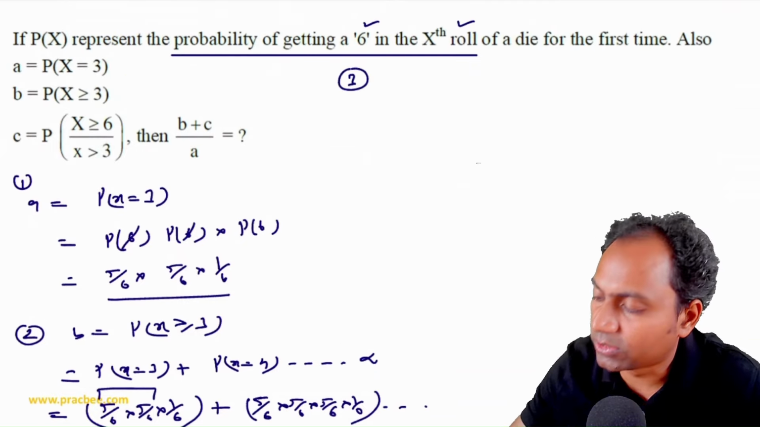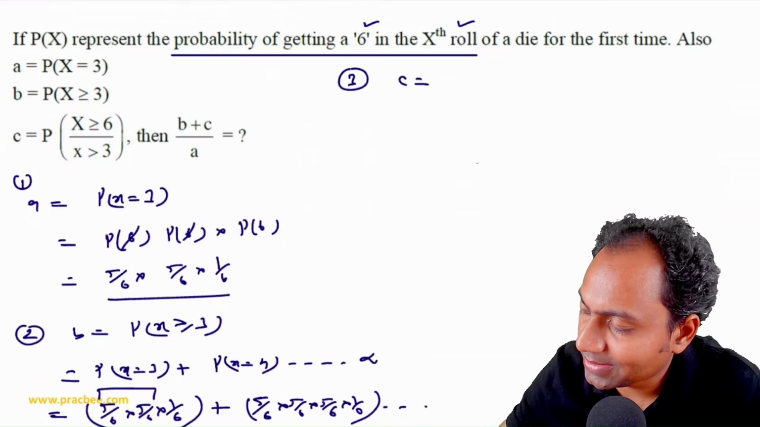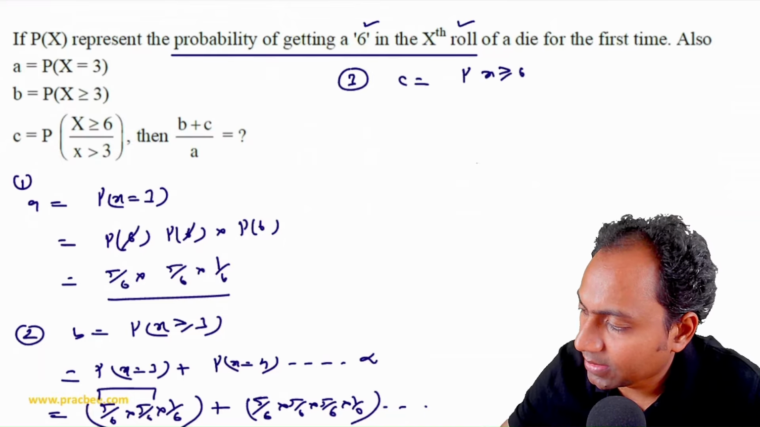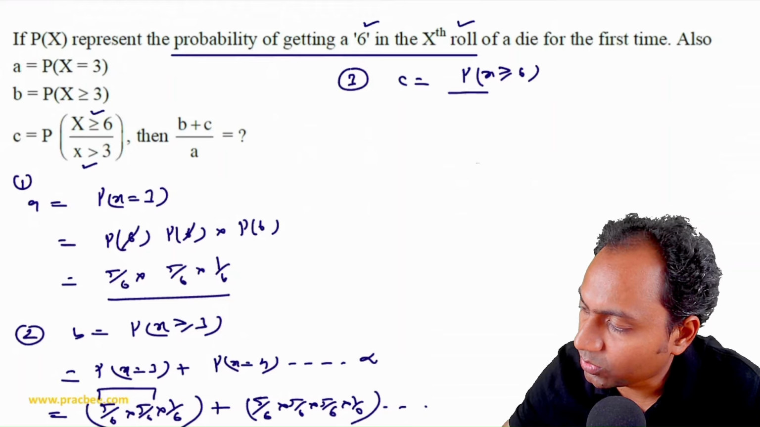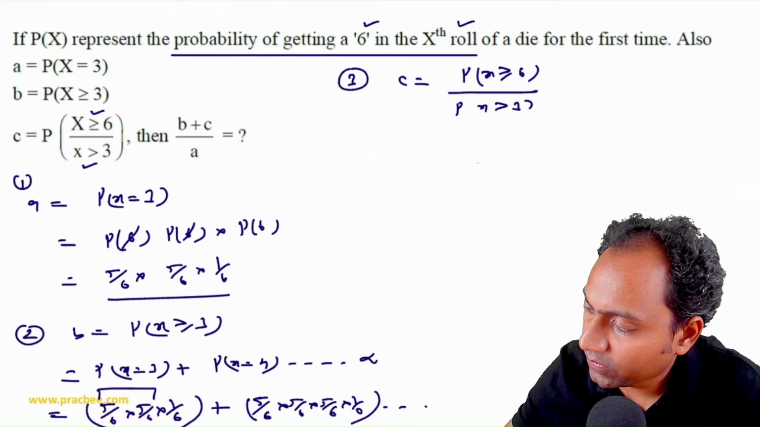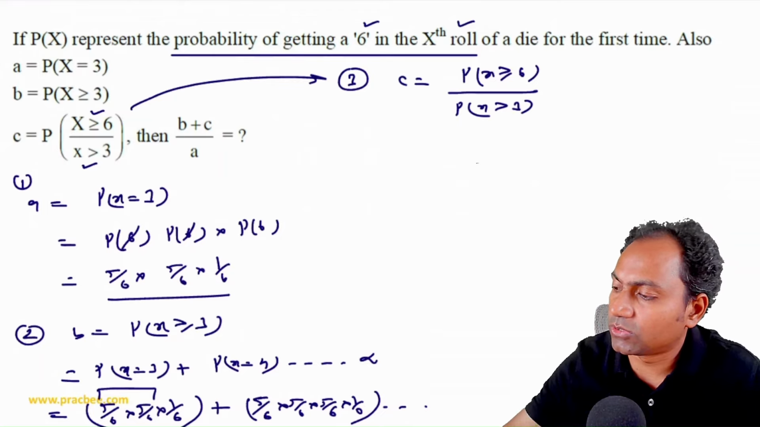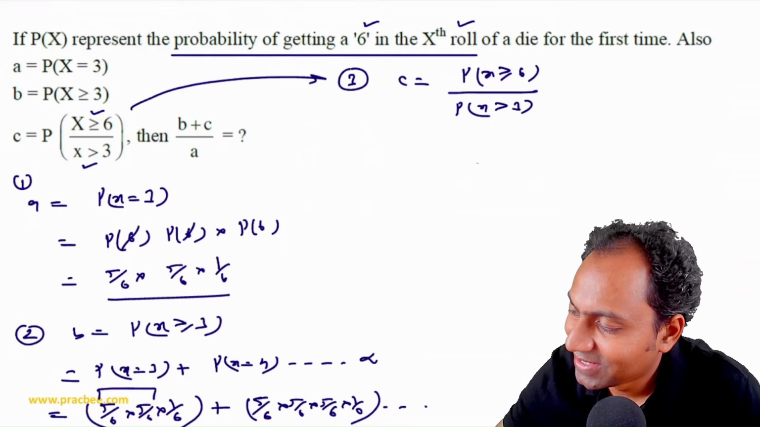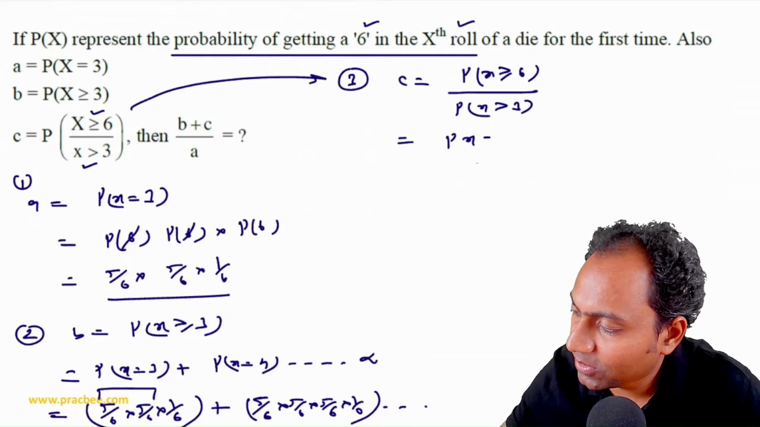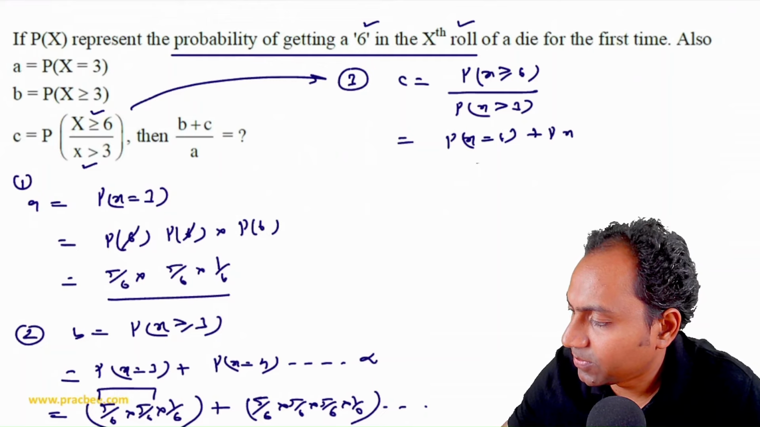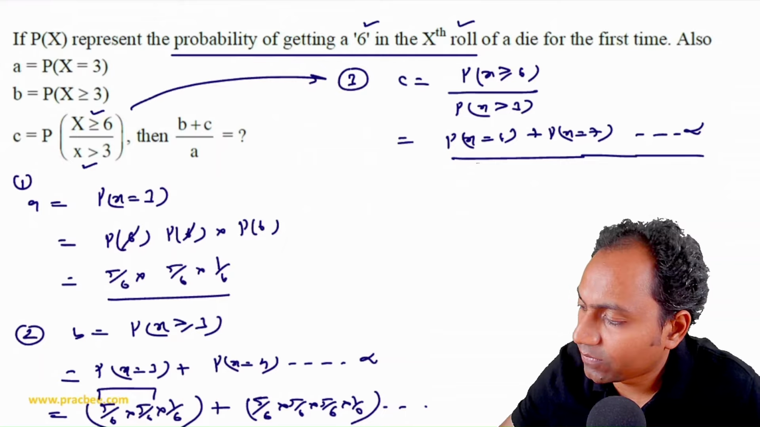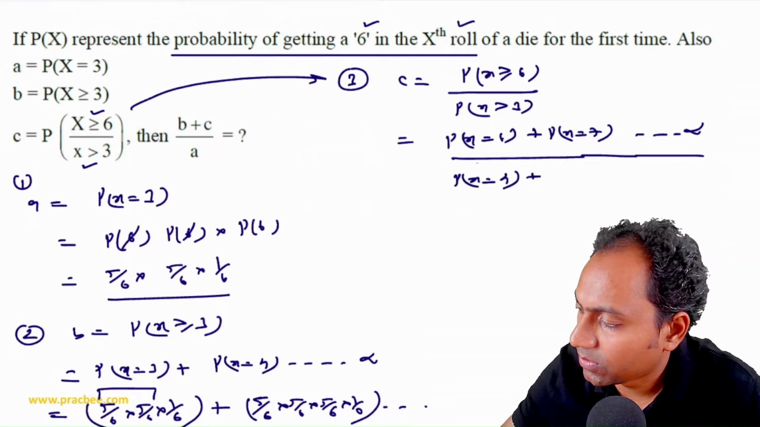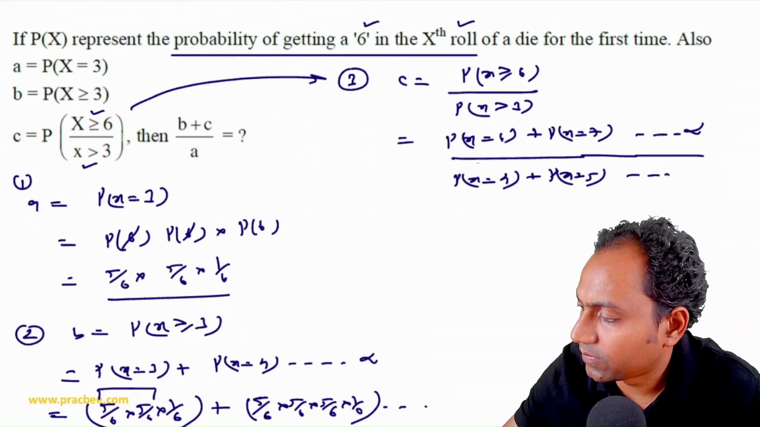Now let us move toward the third part. What they are saying is C is nothing but P of x greater than or equal to 6 given the other condition. Now when this has already occurred, if I take the intersection of this and the lower part, it comes out to be the same. So this simplifies into this. It is not that we are directly writing it, it simplifies. So now if you write this, this is nothing but P of x equal to 6 plus P of x equal to 7 till infinity. And in the denominator, what we have got is P of x equal to 4, x equal to 5 till infinity.